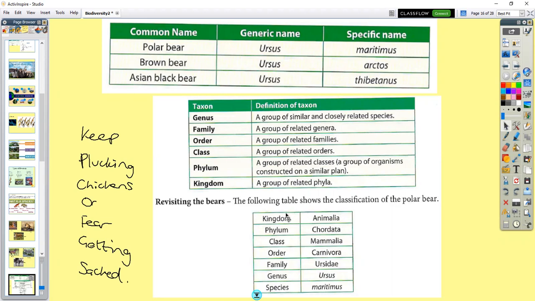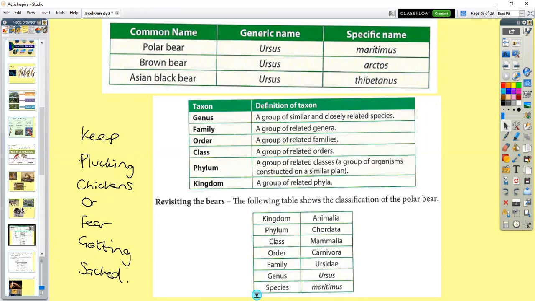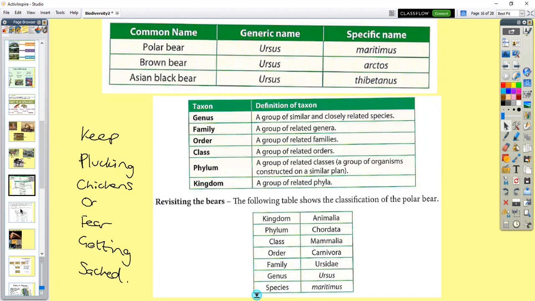Okay, the way to remember the order of these: kingdom, phylum, class, order, family, genus, and species, which is sometimes what you have to put in exam papers, is there are many ways to remember it, but one you can see at the side here is keep plucking chickens or fear getting sacked. So the kingdom, phylum, class, order, family, genus, species. To be honest, it doesn't really matter how you remember it, as long as you do remember that order.